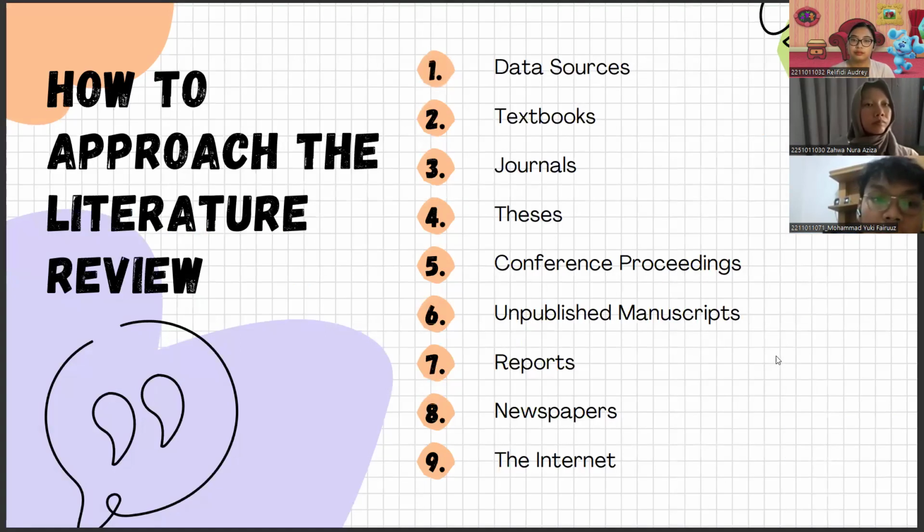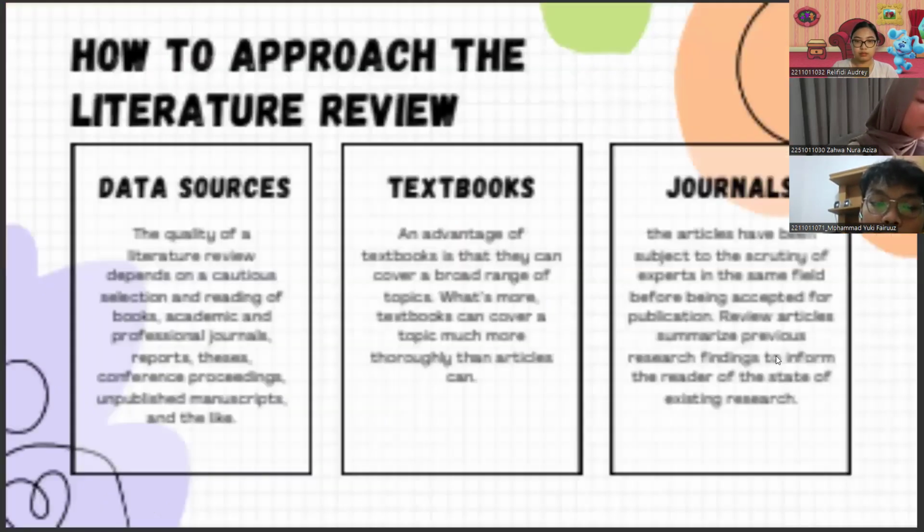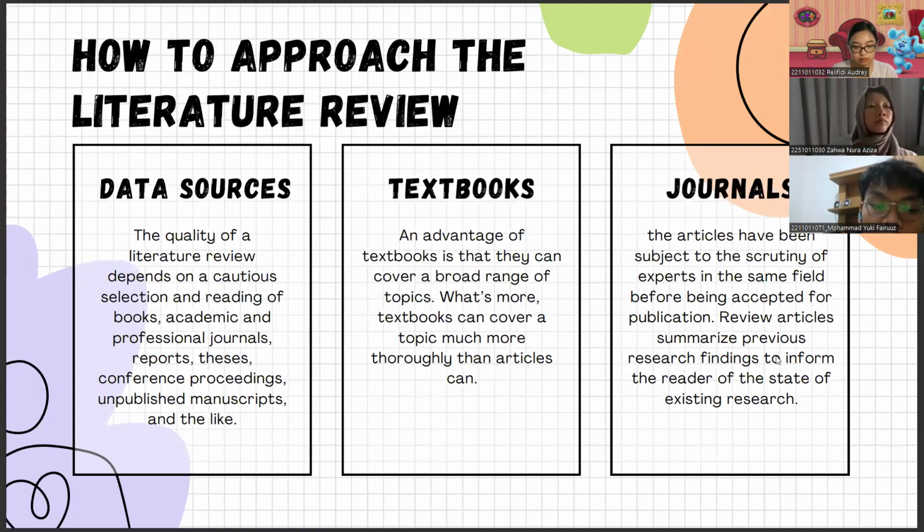And this is how to approach the literature review. So we have 9 approaches. The first one is data sources. The second one is textbooks. The third one is journals. The next one is thesis. The fifth one is the conference proceedings. And the next one is the unpublished manuscripts. The next one is the reports. And the eighth one is the newspapers. And the last one is the internet. And this is how to approach the literature review using the data sources.